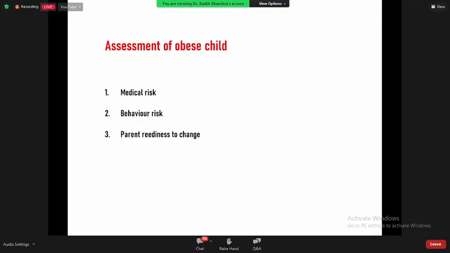Assessment of the obese child: how do we assess an obese child? If you come across an obese child, how are we going to tackle the problem of this child? The most important thing when you are assessing the obese child is to assess the medical risk, the behavior risk, and parent readiness to change. Medical risk, behavior risk, and parent readiness to change. Why parent readiness to change? Because sometimes you offer the parent information and something to do with their child who is obese, but the parents themselves don't think their child has a problem. So this is very important.